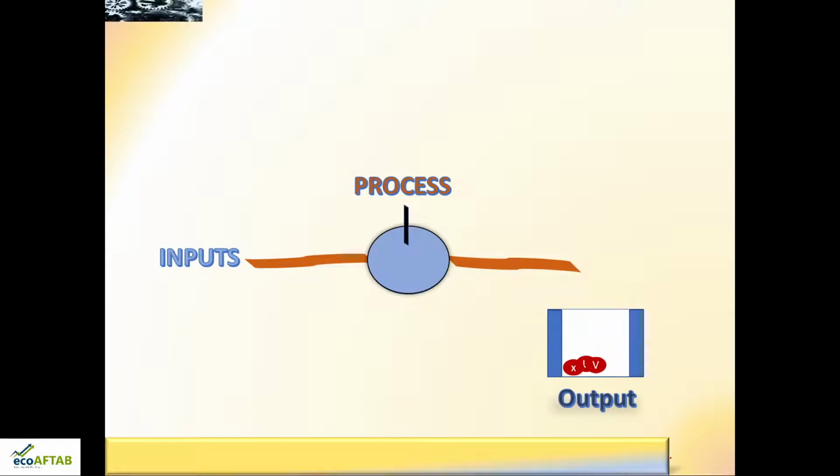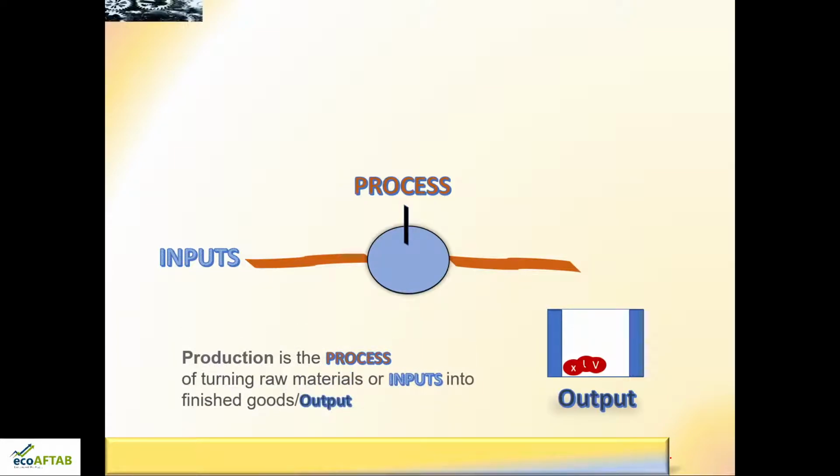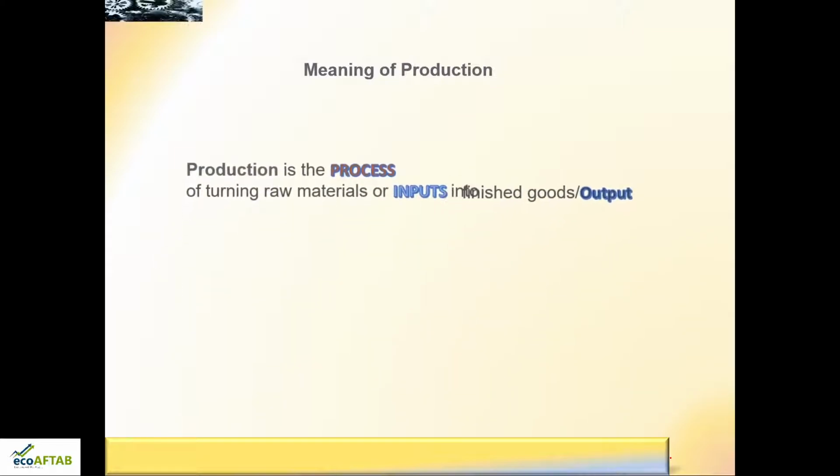So this is what is called production. So what is production? Production is the process of turning raw materials or inputs into finished goods or outputs. This is what is called production. Having understood what is production, let us move ahead.